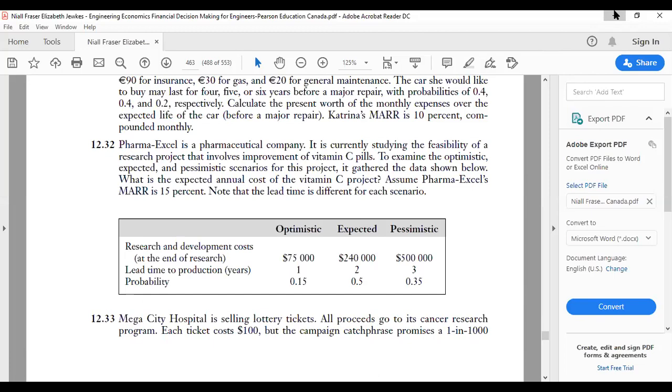I got 127,000, and that's for the annual cost? Yeah, that's an annual cost. Okay, because I have 117. So we have 117. Yeah, we're like 10,000 apart. What's your expected value?